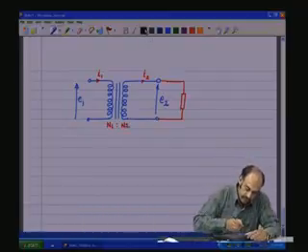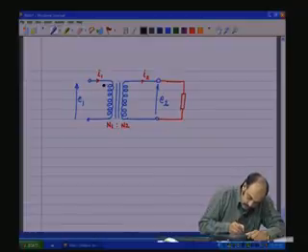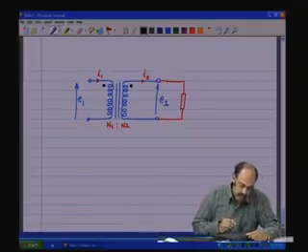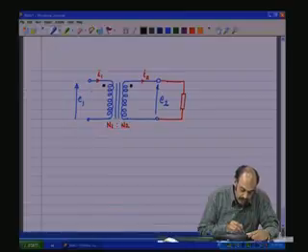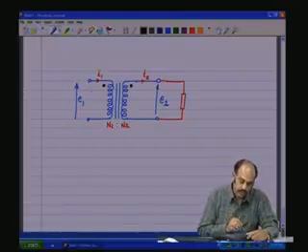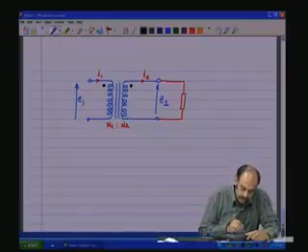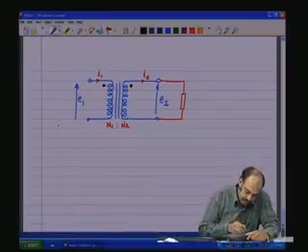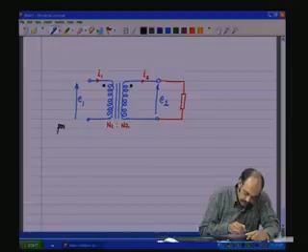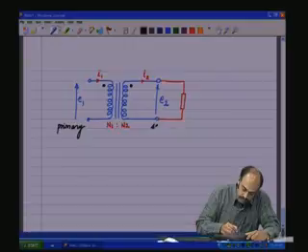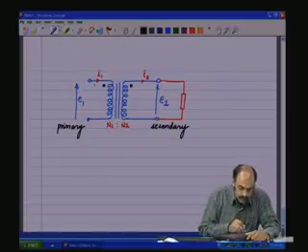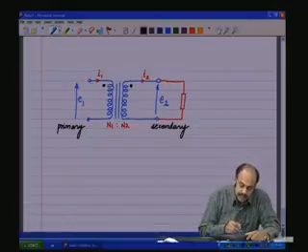Now, let us also have the dot polarities like that. So, which means when the dot side is positive, the dot side here is also positive. Note that here when the dot side is positive on the primary side, this is the secondary, the current is entering the dot, and here the current is leaving the dot.